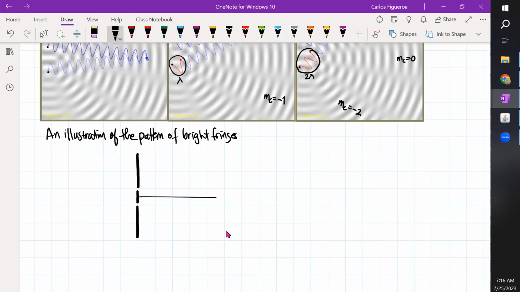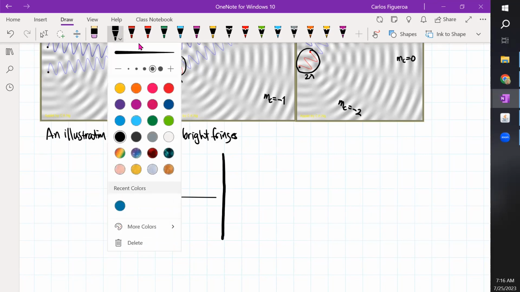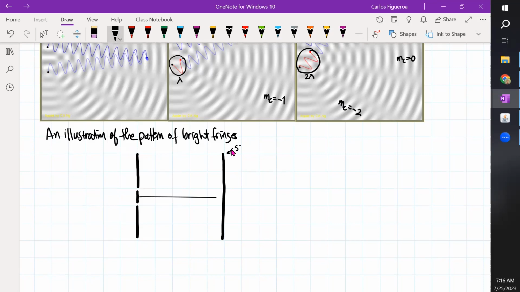There's my central line. And right here, I'm going to have my screen. So again, this is my screen. Nope, I don't want to write it there. This here is my screen. And when I look at my fringes, I'm going to produce a series of bright fringes. And so what I'm really looking at is something like this here.